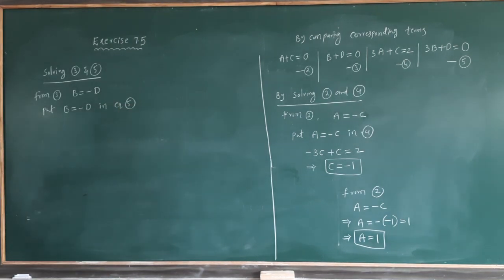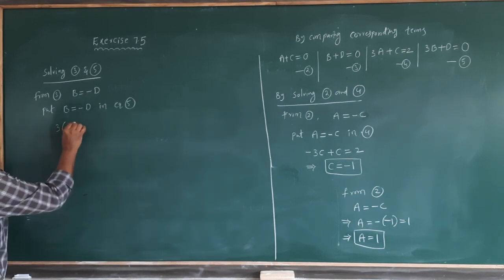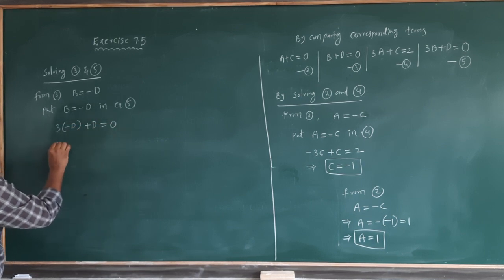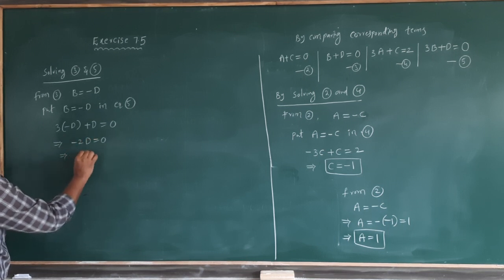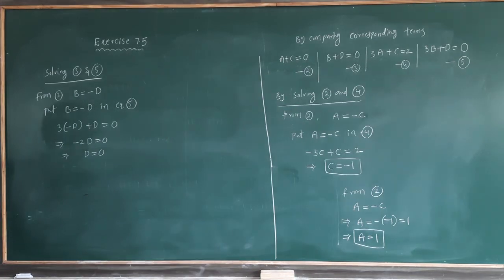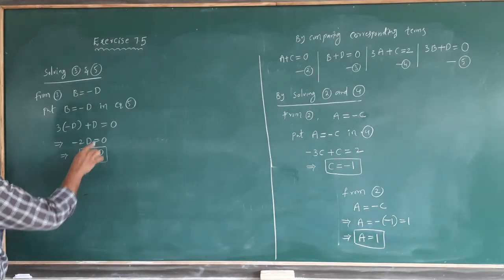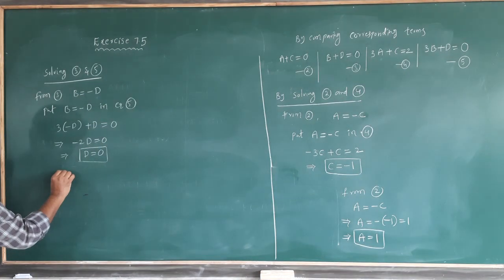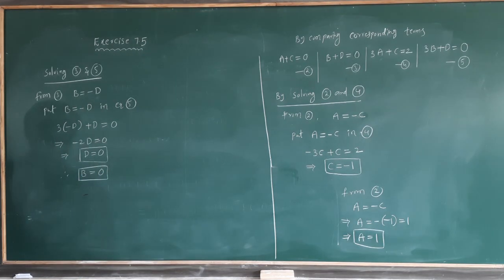Okay, what is the equation 5? 3b plus d is equal to 0. So 3 into minus d plus d is equal to 0. Here minus 2d is equal to 0. Here d is equal to 0. Okay, d is equal to 0. Just substitute d equals 0 in equation 3. So you get that b is also 0. B equals 0.